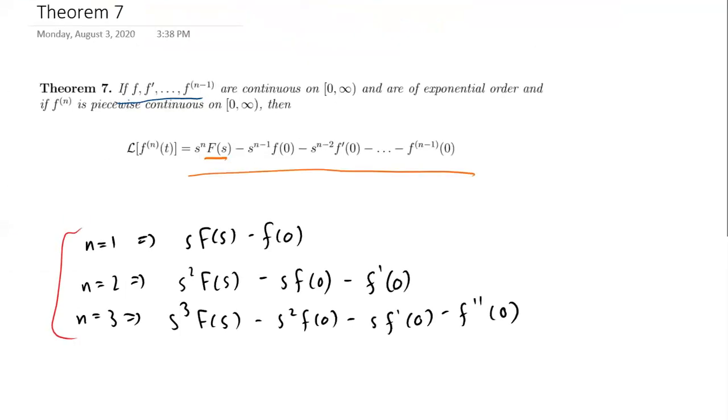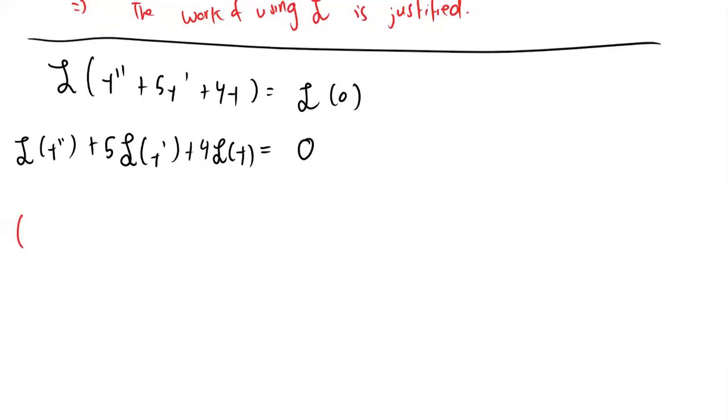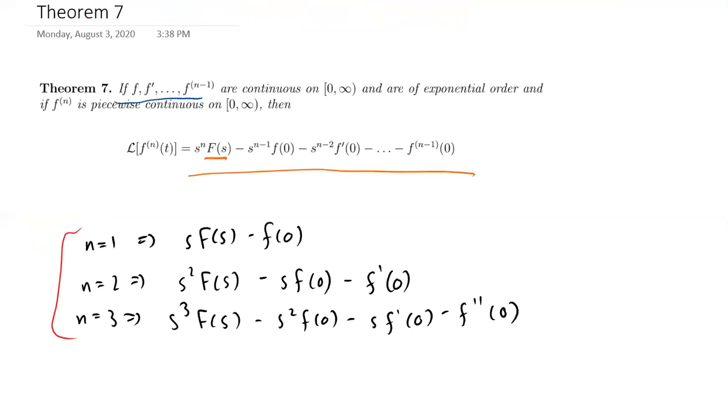So our formula, taking n equals 2, we need s squared times F of s, in our case big Y of s, minus s y of 0, minus y prime of 0. So plug that in. We get s squared big Y of s, because since we're using little y, we use the same letter, but capital, for the Laplace transform. Then minus s y of 0, minus y prime of 0. That's just the Laplace transform of y double prime, again using this theorem.